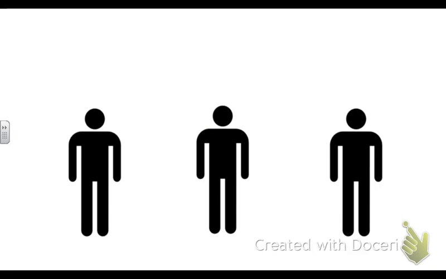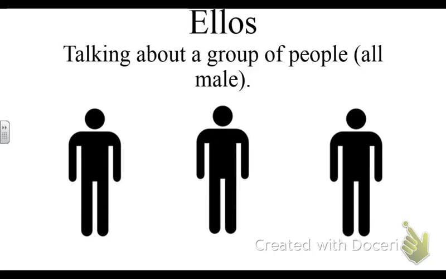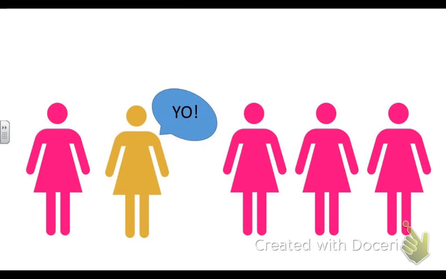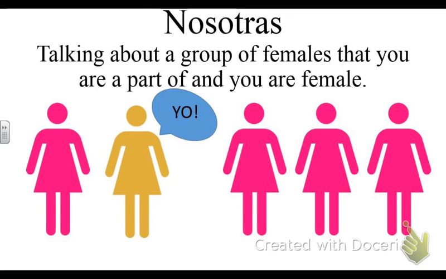You're talking about this group of boys. Talking about the group of boys would be ellos. Now if you were talking to them as a group, it would be ustedes. Alright, you're part of the group, you're all girls. It's going to be a feminine form because there are no boys. Nosotras.